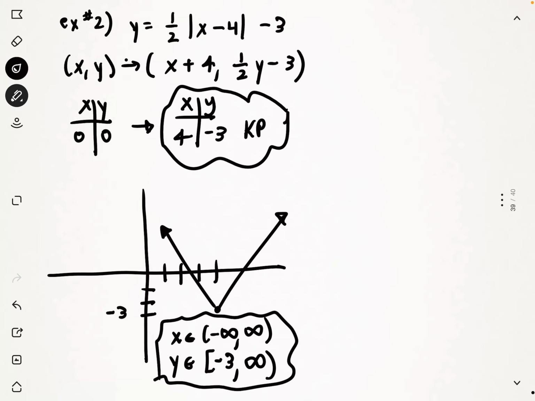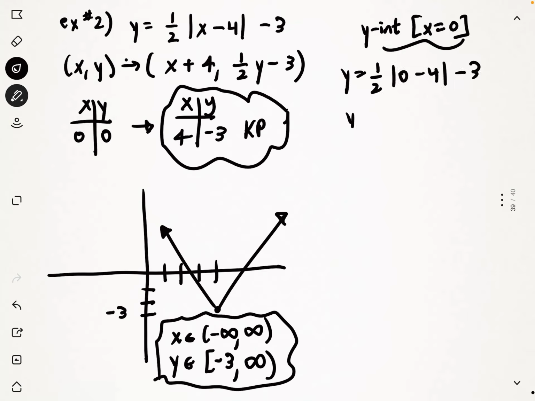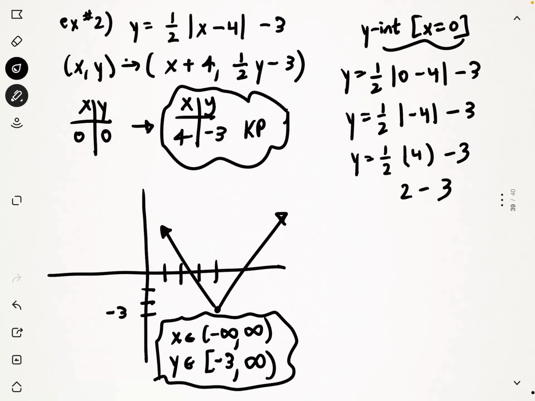Now we are going to work on the y-intercept and x-intercept. The y-intercept first would mean x is equal to 0. So if I plug in a 0 for x, I have to do the order of operations. I do the inside brackets, or the absolute value, and remind yourself that the absolute value of a negative number is the positive version of that number. So the absolute value of -4 is positive 4. And a half times 4 is 2, and that's going to bring us to -1. And we now have our y-intercept.